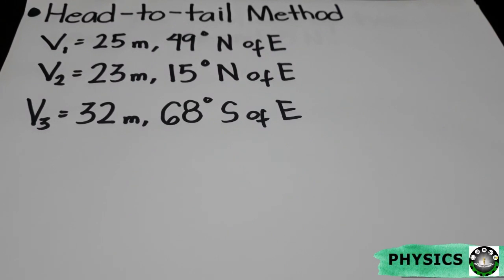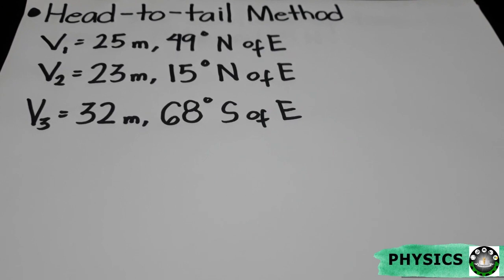In this method, kailangan natin tandaan na yung mahalaga dito ay yung mga arrow na sinusundan nung head ay yung tail, sinusundan naman nung tail yung head. So, tulad nito. Dito sa example, meron tayong tatlong vector. Vector 1 is 25 meters north of east. Second vector natin, 23 meters 15 degrees north of east. And then the third vector, 32 meters 68 degrees south of east.